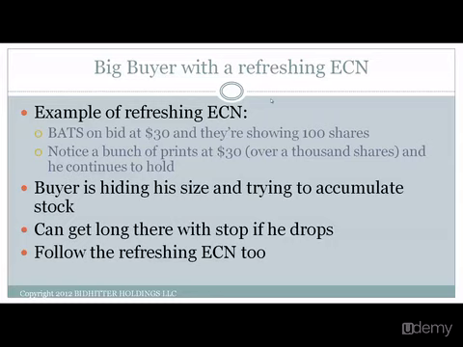No, they try to hide it, so they don't want people to know. But through the prints, you can see what he's doing. And you can get long there with a stop if he drops, and you should always follow the refreshing ECN. So say that buyer's on Bats, follow Bats and see what Bats is doing, because that's where he's been buying through.